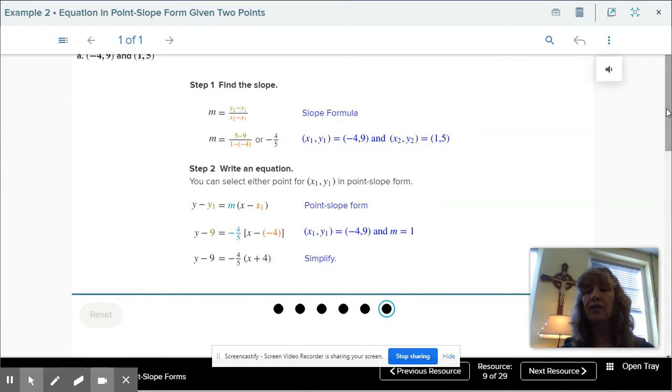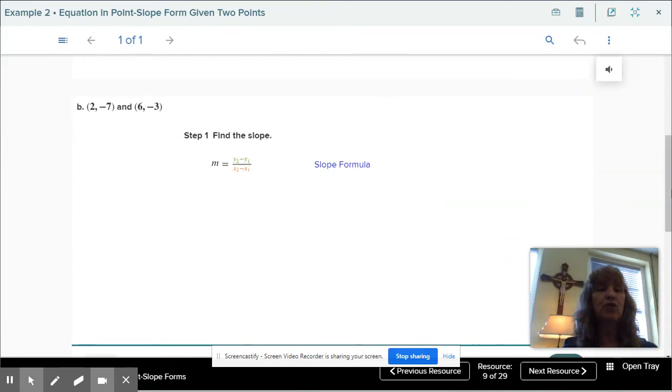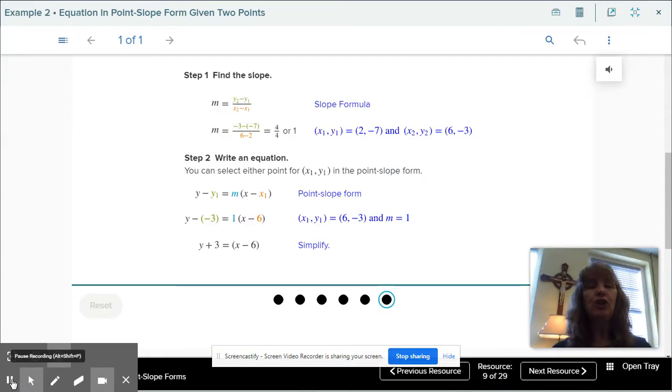So I want you to pause the video, and I want you to try to determine the slope and then put it in point slope formula. All right, hopefully you have shown all of these steps. Determine your slope first. Plug all the numbers in.